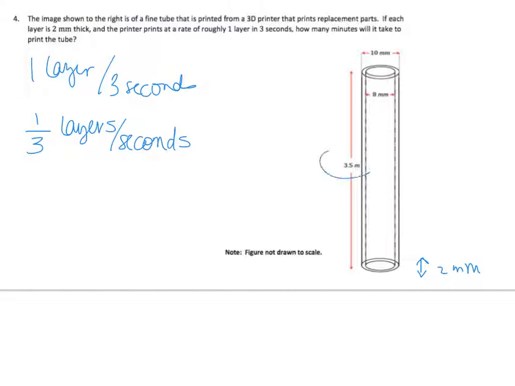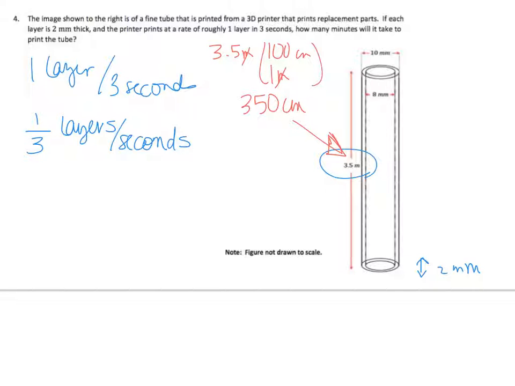We've got our total height of the tube is 3.5 meters. We have to change 3.5 meters into centimeters. Millimeters would be good, but we're going to meet in the middle. So let's just do 3.5 meters. 1 meter is 100 centimeters. So I have 350 centimeters. That's the height of the tube.